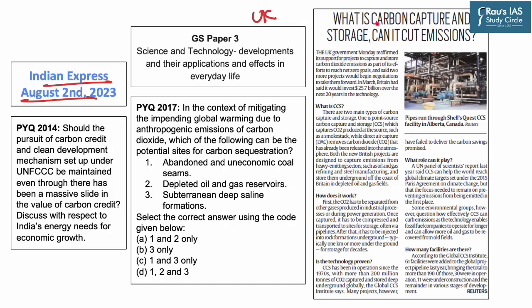And hence the carbon capture and storage topic is important from the GS Paper 3 perspective as it deals with science and technological developments and their application and effects in everyday life. Further, reducing the carbon emission is also important to control the harmful effects of global warming.